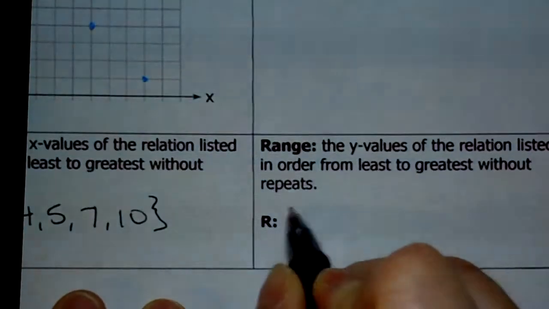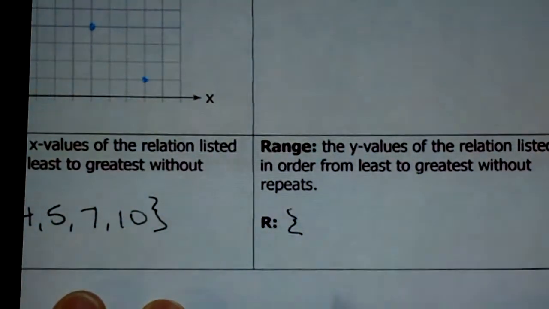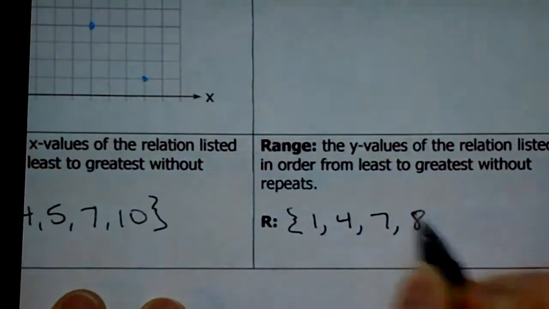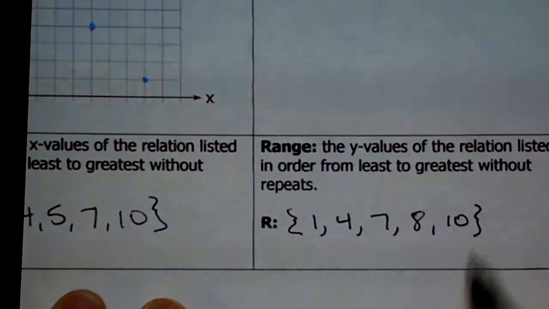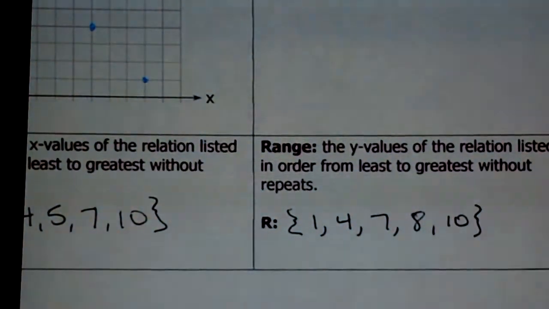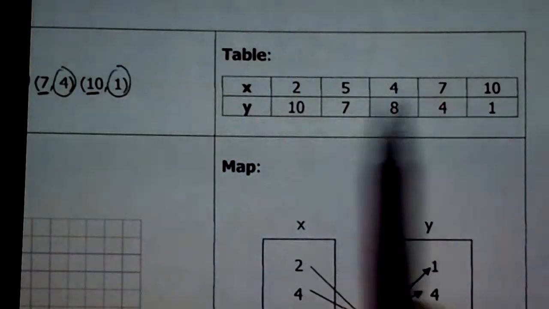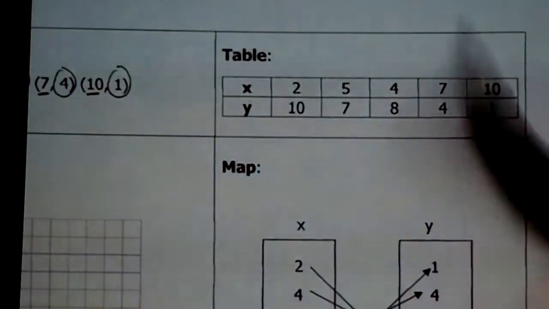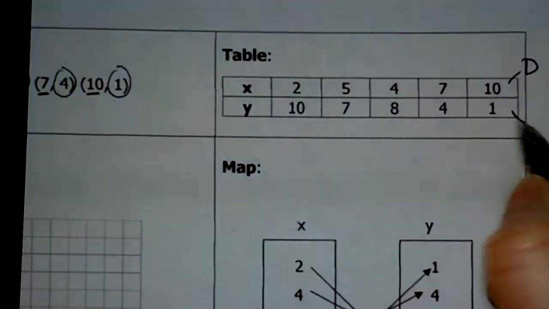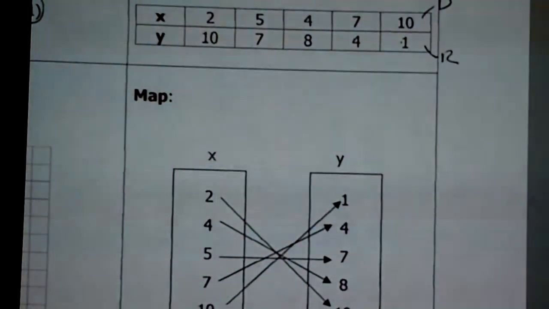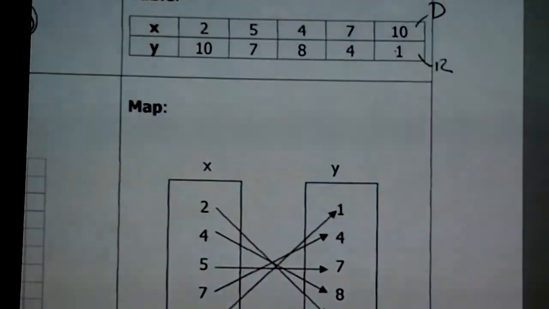So for the range, again, fancy bracket time, the lowest we said was 1, and then 4, 7, 8, and 10. Now I could have chosen any relation that I wanted. If I would have looked in the table, I could have just looked across the top and said, okay, 2, 4, 5, 7, 10, that's my domain. And then 1, 4, 7, 8, 10, that's my range. So you could have looked at it that way as well.